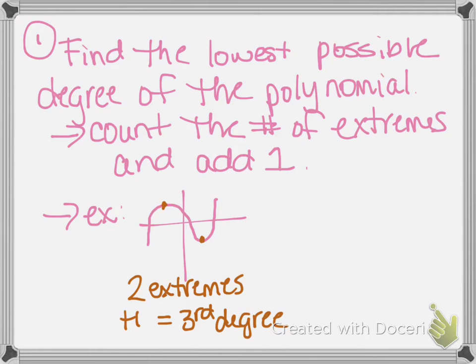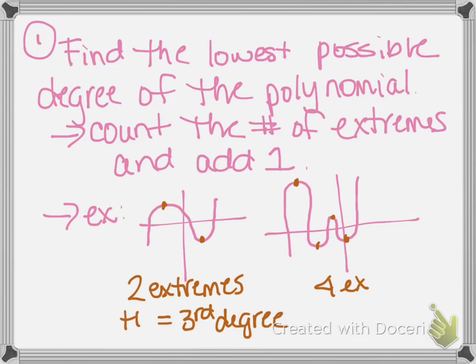Okay, so something that would look like this. Just making anything up right now just to show you. So here we have 1, 2, 3, 4. So this is 4 extremes plus 1 equals 5th degree. And that's the lowest it could be. It could be higher, but that's the lowest it can be. Okay? That seems pretty simple.